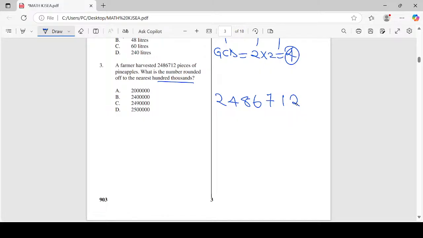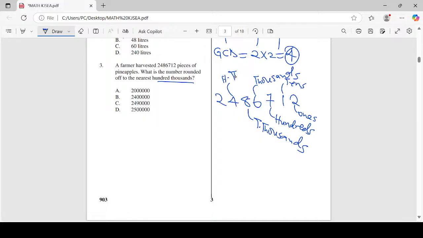This one here is ones. This one here is going to be tens. This one here is hundreds. This one here is going to be thousands. This one here is going to be tens of thousands. This one here should be hundreds of thousands, dear learners.